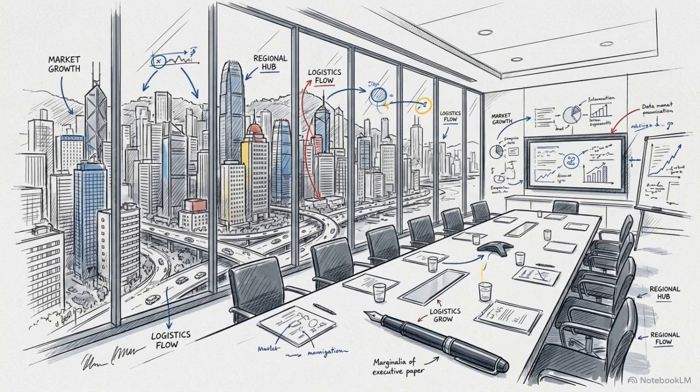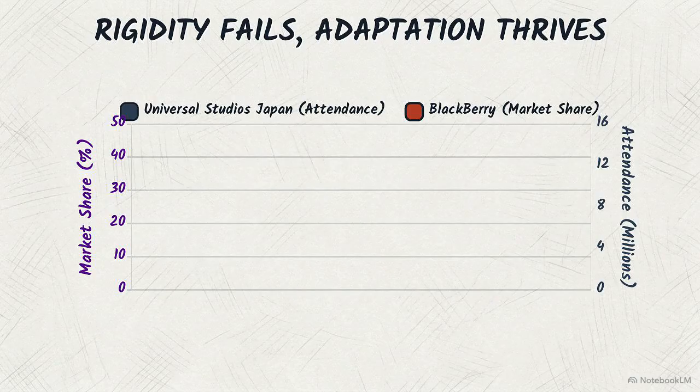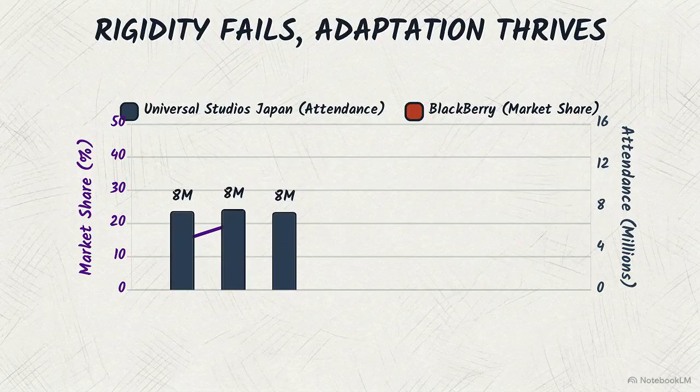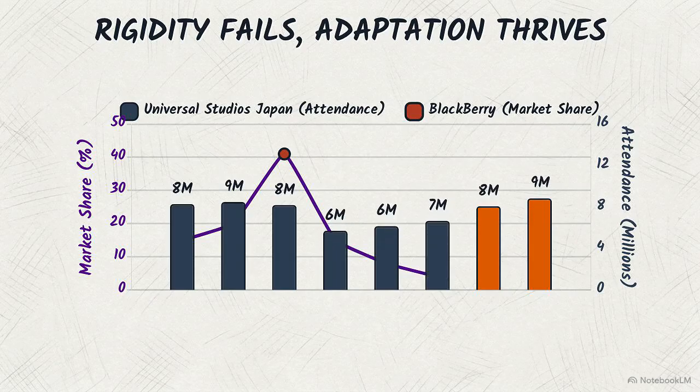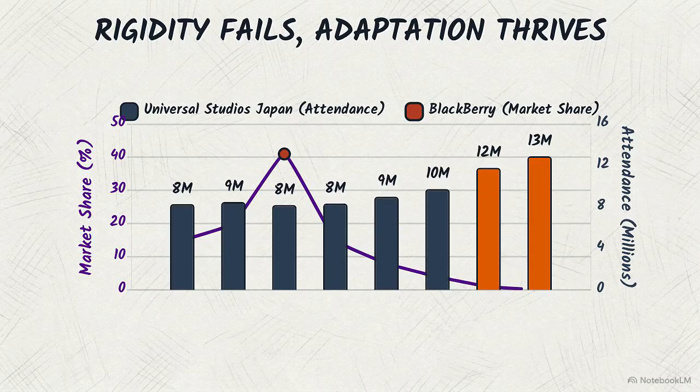When a dominant corporation expands overseas, its domestic playbook often becomes its greatest liability. This data shows a stark divergence. On the left, BlackBerry controlled 41% of the global smartphone market in 2010, before experiencing a catastrophic collapse. On the right, Universal Studios Japan park attendance surged during a similar timeframe of international expansion.